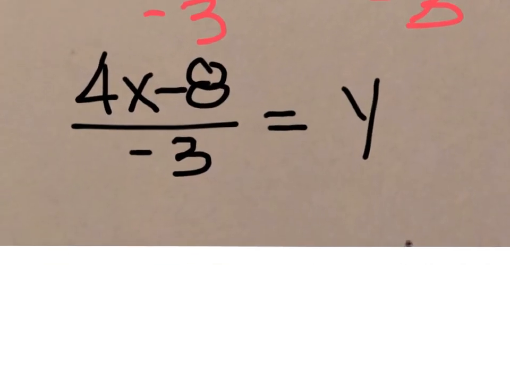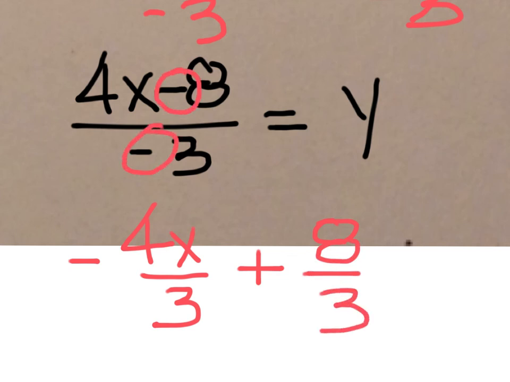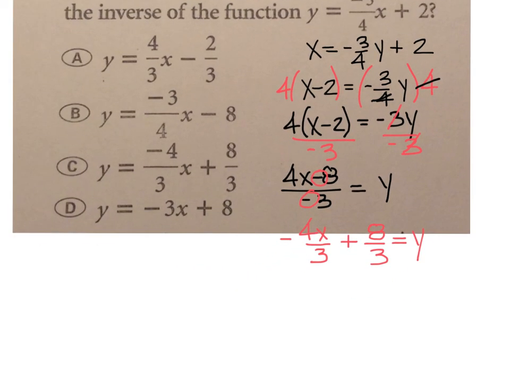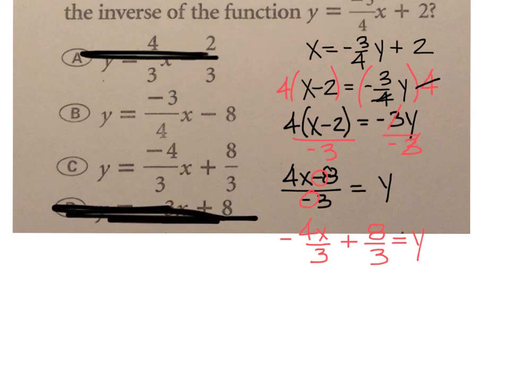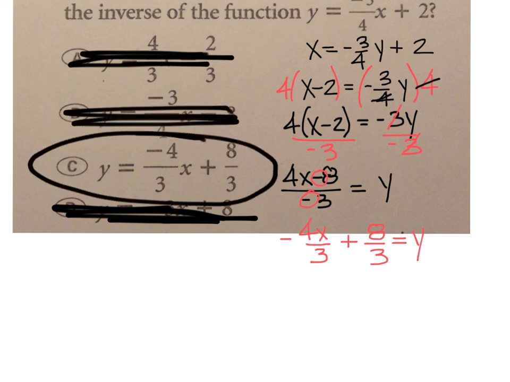So go back and make it -4x over 3 plus 8 over 3. Double negative in division. And all of this equal to y. So let's find the answer. It's a -4/3 x. So that eliminates this one, and this one, and this one. It is this, C.